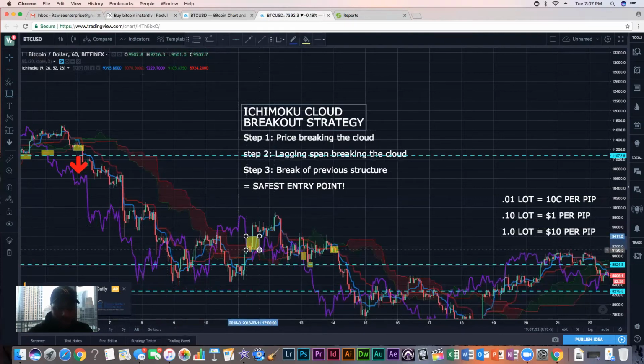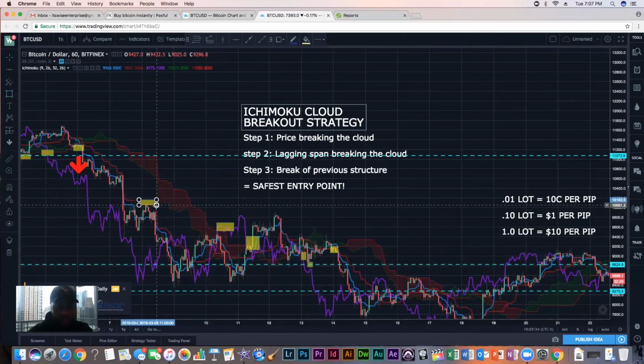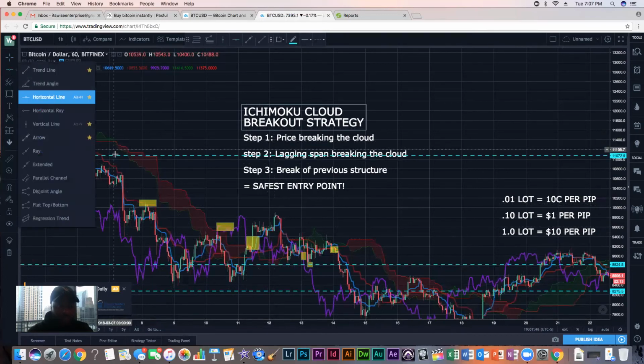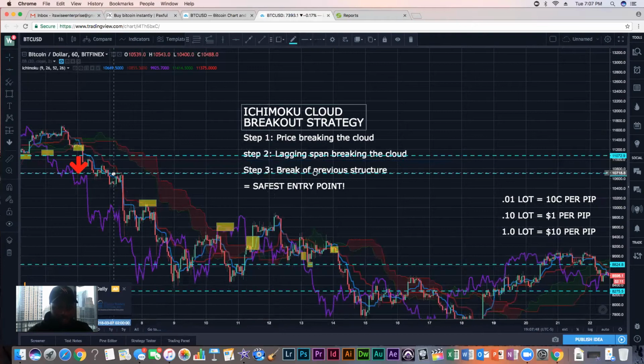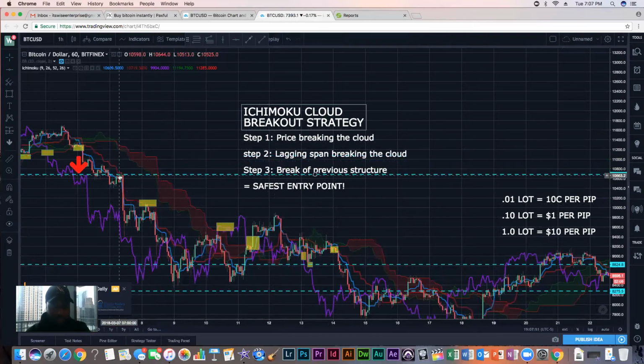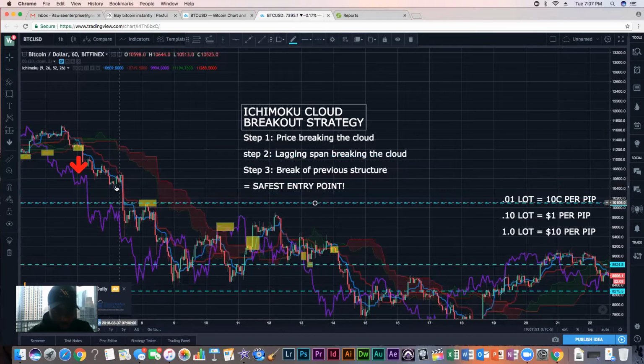We got price breaking the cloud. Step 1. Step 2, lagging span breaking the cloud. Step 3, break of structure, which is right here, the previous high. Now look, we got these confirmations, and we can't take the trade until here. Until price breaks the structure, you would enter the trade here on the way up.